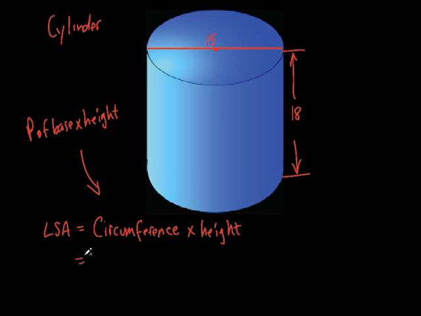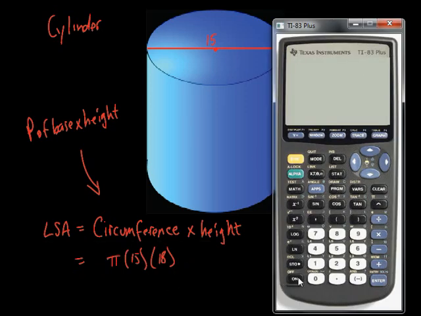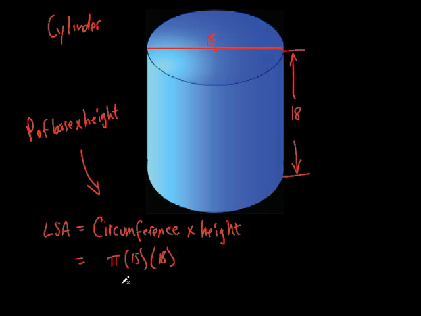But in order to find the circumference, well, we can do it a couple ways. We can go 2 pi r, or you can just go pi d, couldn't you? So pi times the diameter, which is 15, and then multiply it by the height. How tall is it? It's 18, and then we can put that into our calculator. So let's go ahead and do that. So it's 15 times 18, and then you could put times if you wanted, or you can just hit pi. It's the same exact thing, and you get 848.2.